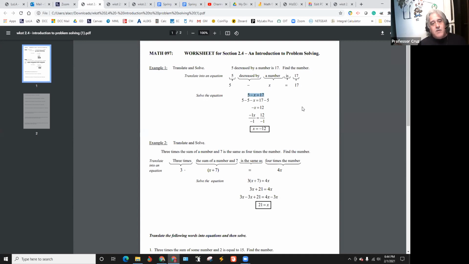Okay, so now get rid of the 5 by subtracting 5. So you have 17 take away 5 is 12. Negative x is equal to 12, or x is equal to negative 12. If your x is negative, you can fix it by making the other side negative too, or you can just multiply by -1, divide by -1. They both do the same thing. All right, questions?